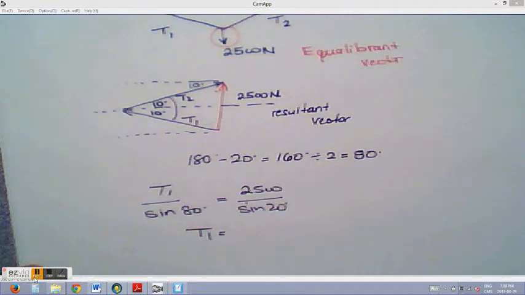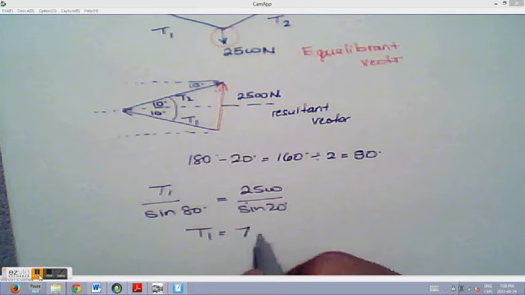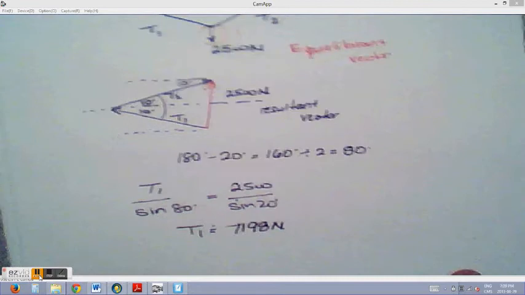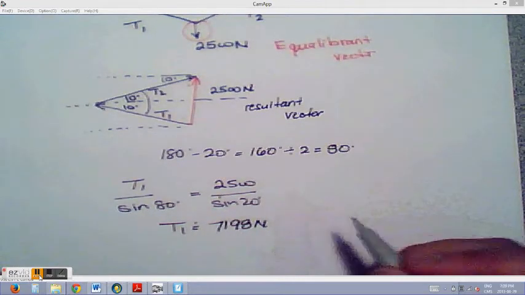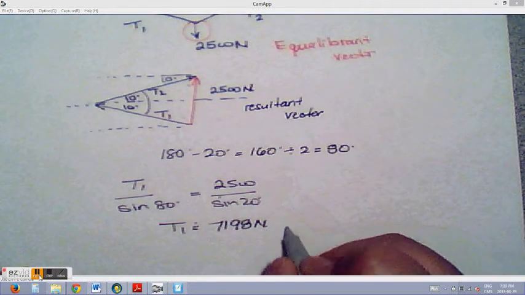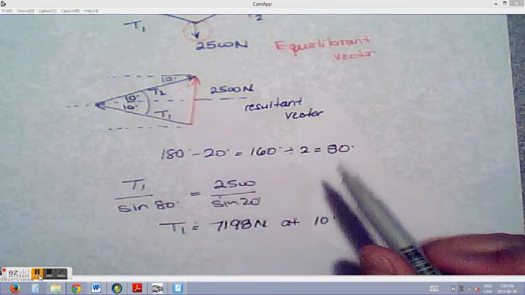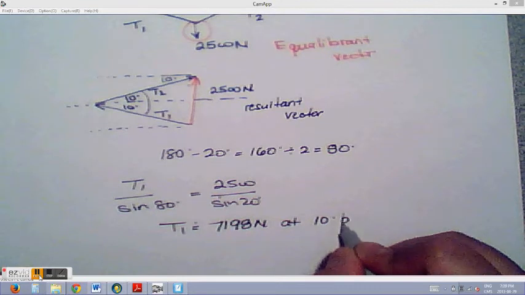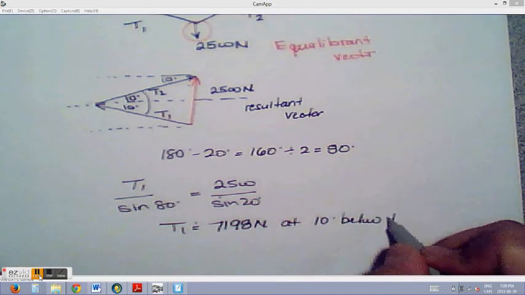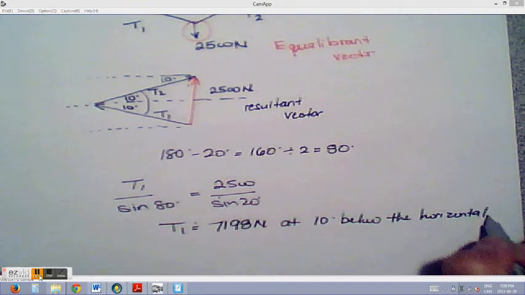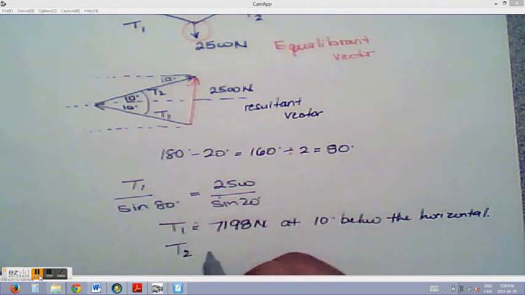And let's go ahead and punch that in our calculators. Okay, so we should get 7,198 newtons. Okay, and that is at 110 degrees below the horizontal. And T2 will be the same. T1 is equal to T2. Okay?